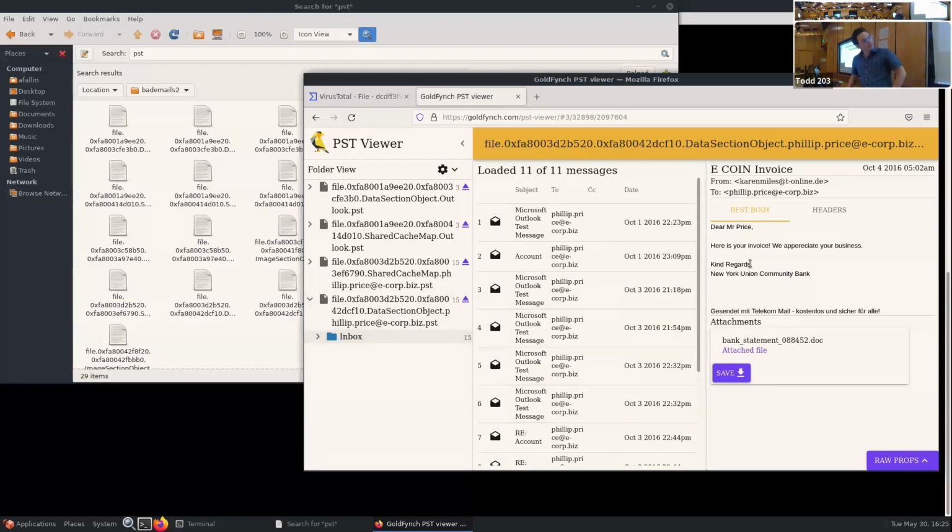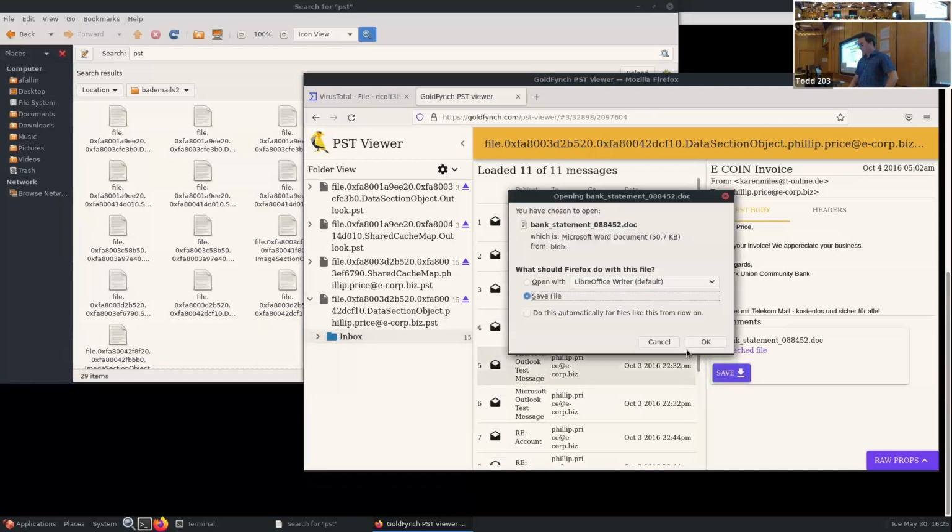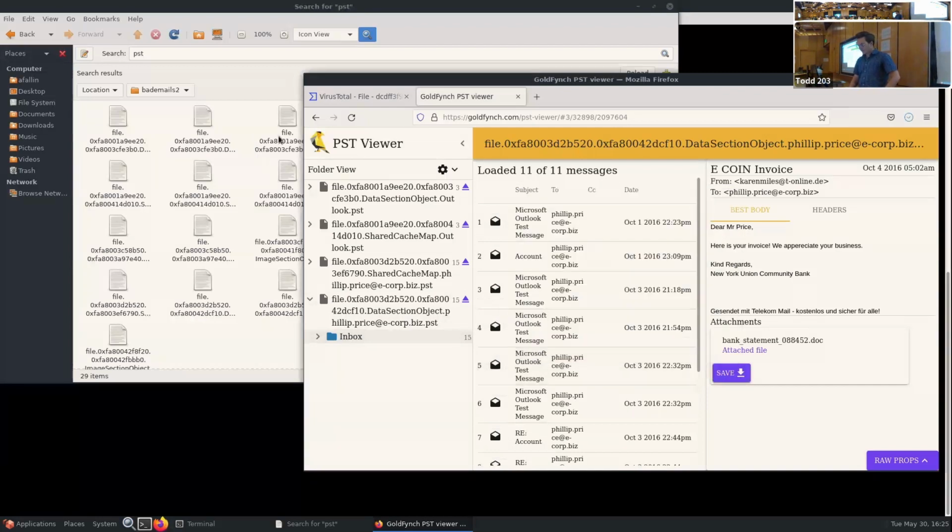Well, thank you for your invoice. We appreciate your business, or we have your invoice. I'm going to go ahead and save this file. I'm not going to open this file because we think it's malicious, right? We're going to save that.